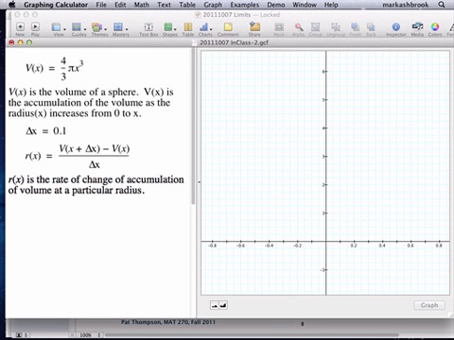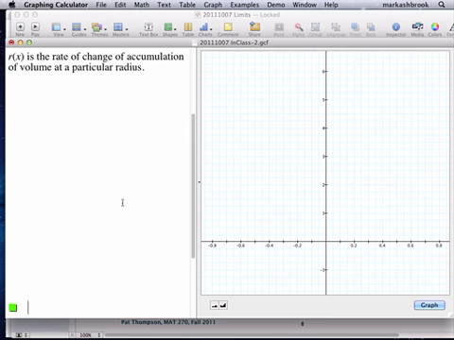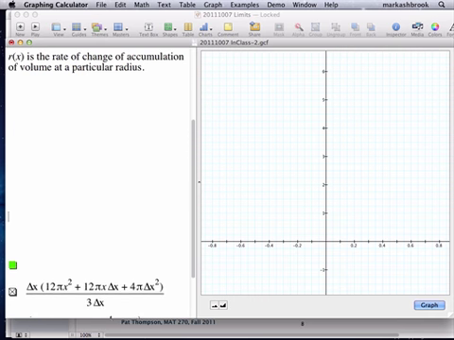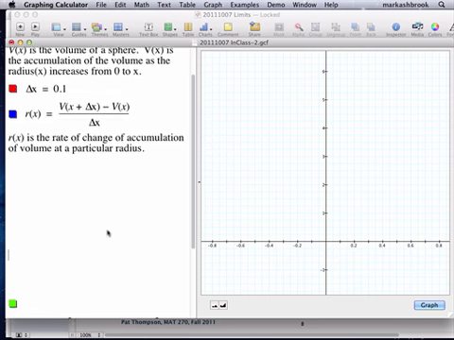Okay, so accumulation is, we accumulate volume all the way from 0 up to x. Rate of change is always changing. It's a changing quantity that depends on the radius that we're at. So let's take a look at this right here. All right, we don't have time. We'll have to do this next time.